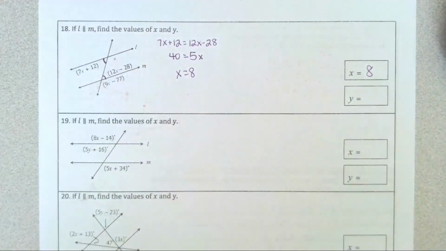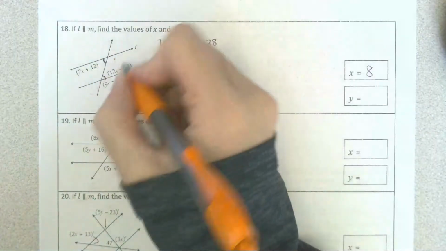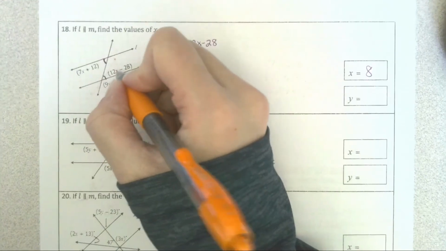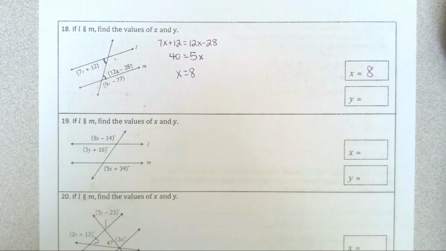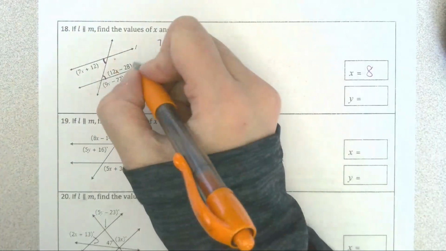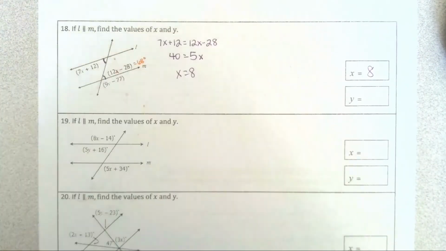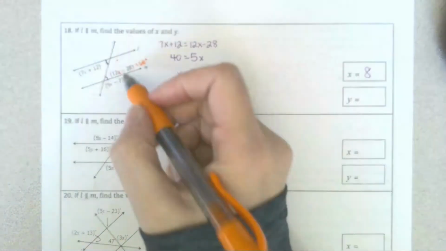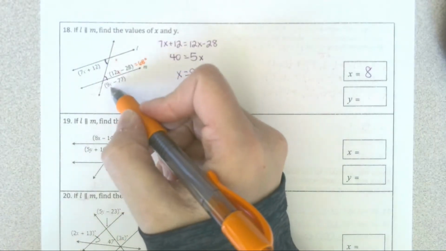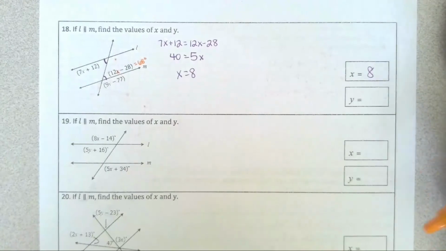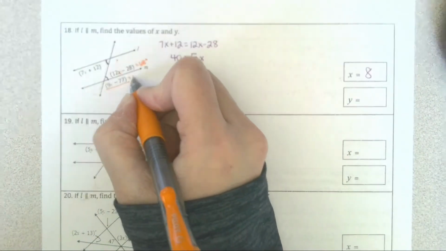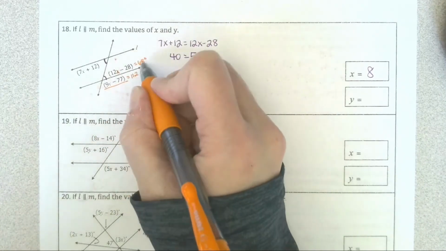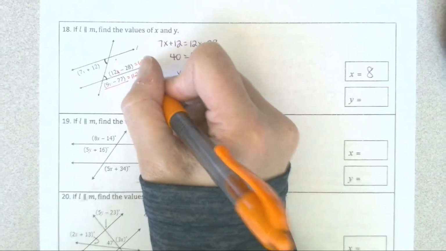Now, I can use that to figure out what y is. So if I plug 8 in for x here, I do 12 times 8 minus 28. That tells me that this angle is 68 degrees. These two angles together form a linear pair, which means they add up to 180. Which means that this angle has to be equal to 112, because 112 plus 68 equals 180.